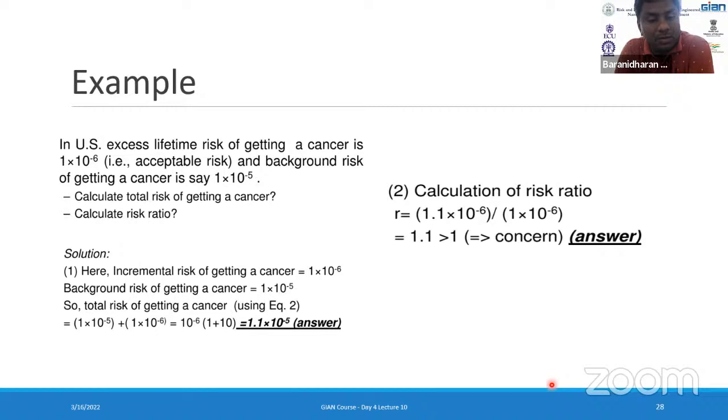So here the incremental risk is nothing but 10 power minus 6, and the background risk is nothing but 10 power minus 5. The total risk comes out to be 1.1 into 10 power minus 5. Whereas when you calculate the risk ratio, that is nothing but the total divided by the acceptable. So it is greater than 1, and that means that it is of real concern.